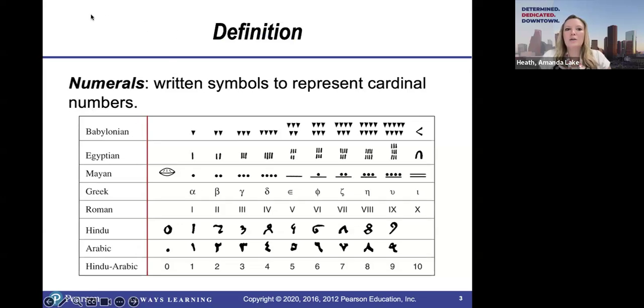All right, so numerals are defined as the symbols that are written to represent cardinal numbers, so the value of a number, how much. So these are some examples of some existing number systems. You have Babylonian, Egyptian, you'll probably recognize Roman numerals, and then Hindu and Arabic numbers were combined to get our number system that we use today. So these are just examples of how you would count from 0 to 10 in these different number systems. You'll notice some of them don't have ways to represent 0, which is interesting.